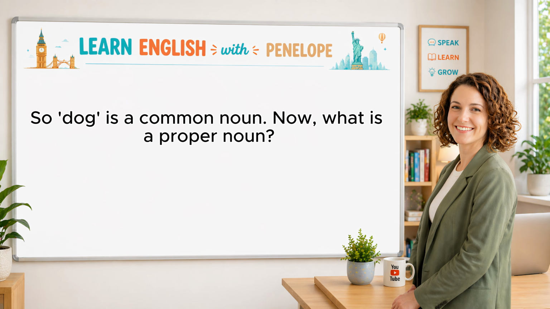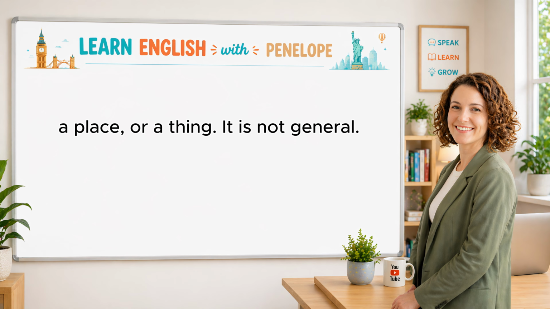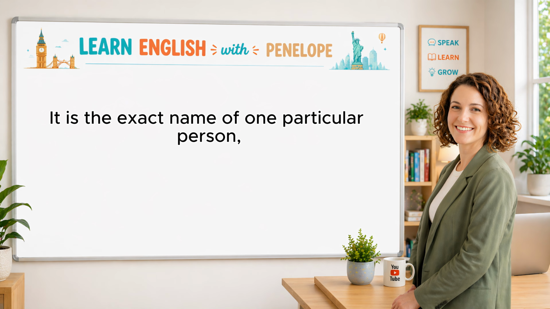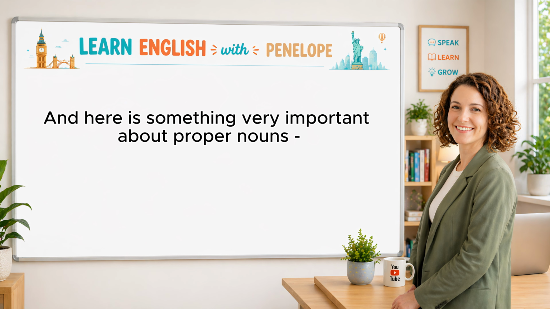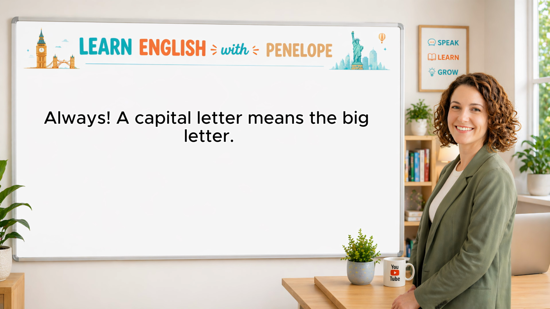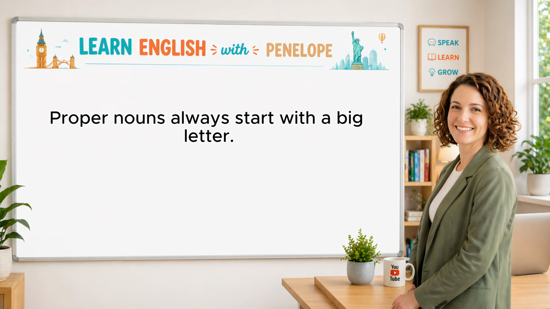Now, what is a proper noun? A proper noun is a specific name for a person, a place, or a thing. It is not general. It is specific. It is the exact name of one particular person, place, or thing. And here is something very important about proper nouns. They always start with a capital letter. Always. A capital letter means the big letter. Like the letter A, the big one, not the small one. Proper nouns always start with a big letter.